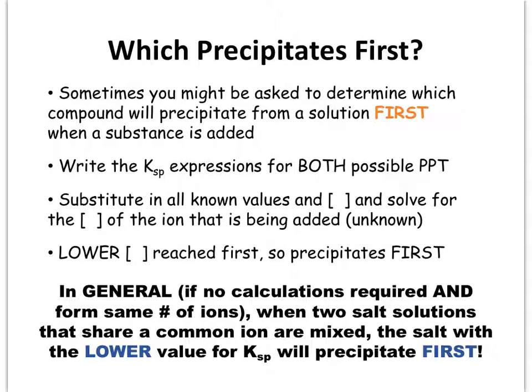Essentially, that's your unknown. And the idea here is that when you say which one will precipitate first, when you calculate these concentrations, you will obviously reach a lower concentration as you're adding a substance before you would reach the higher concentration. So the one with the lower concentration will precipitate out first. Typically here, we're going to have to do calculations, but if no calculations were required and the substances form the same number of ions when they dissolve, you can just look at the Ksp, and the one that has the lower Ksp will precipitate first. But like I said, typically we're going to have to show our work and show the process here. So we don't see that too often.